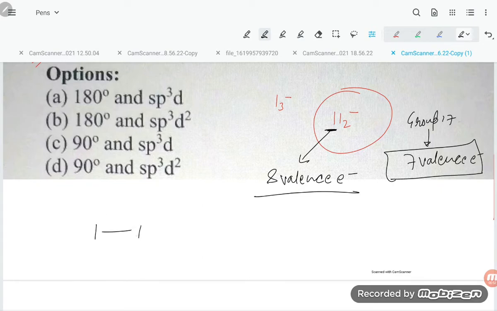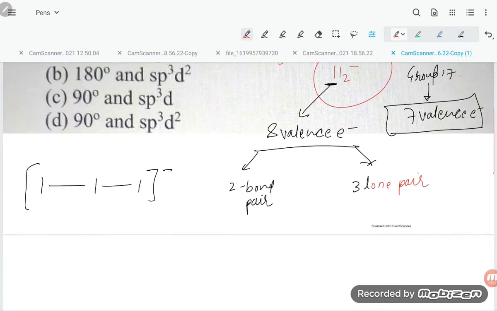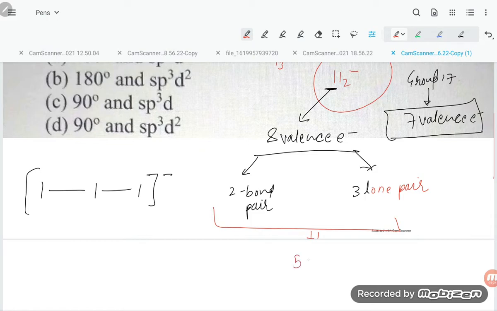The structure is something like this: I, and here is the negative charge. So there are 2 bond pairs, meaning 2 electrons are involved in bond formation. How many electrons are left? 3 lone pairs are left. 3 lone pairs means 6 electrons, and 2 bond pairs, total 8 electrons. Now the total pairs: 3 plus 2 is 5 pairs.